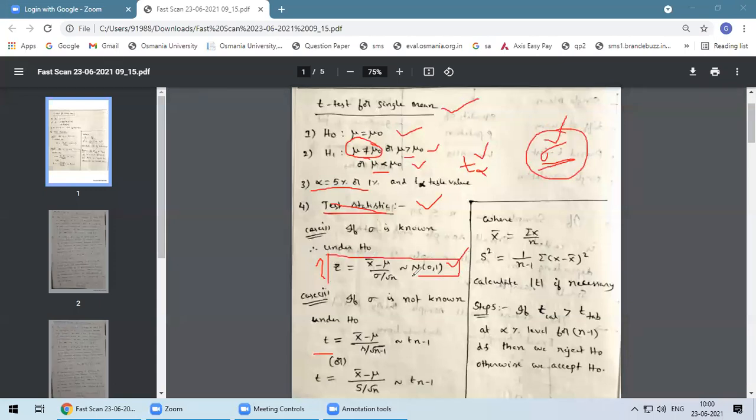Z equal to x bar minus mu by sigma by root n. This formula, you have to use it when the sigma value is known, when sigma value is given. But in the majority of cases sigma is not given to you. So whenever sigma is not given, then you will apply the t test. So these are the formulas for t test. t equal to x bar minus mu by small s by root n minus 1, follows t n minus 1.